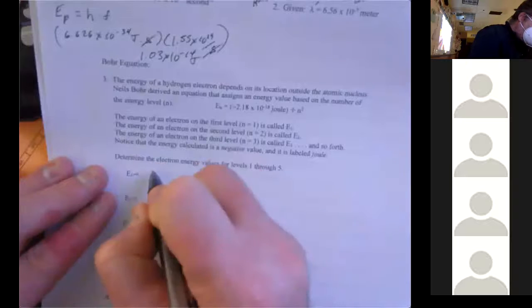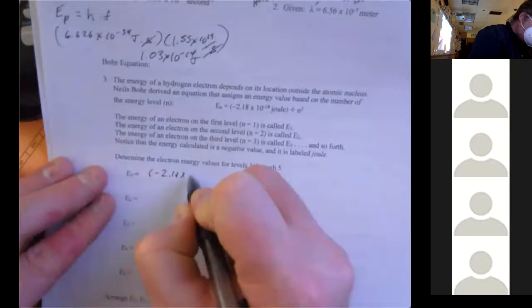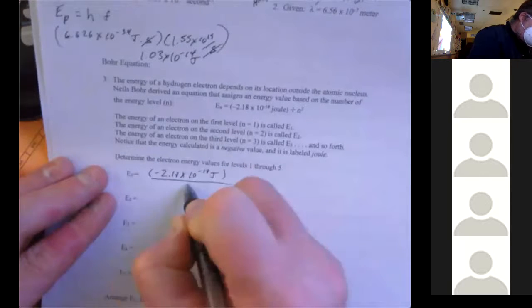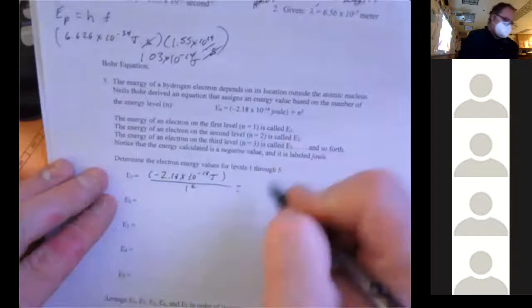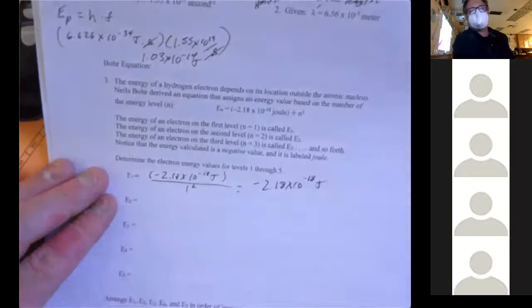So we're going to take E sub 1 equals negative 2.18 times 10 to the negative 18th joules divided by 1 squared, which is 1. So the first energy level has negative 2.18 times 10 to the negative 18th joules of energy.